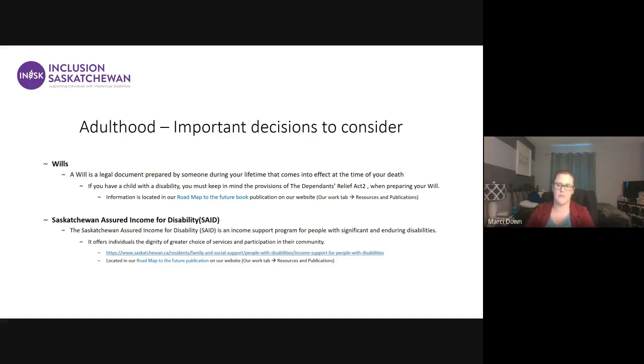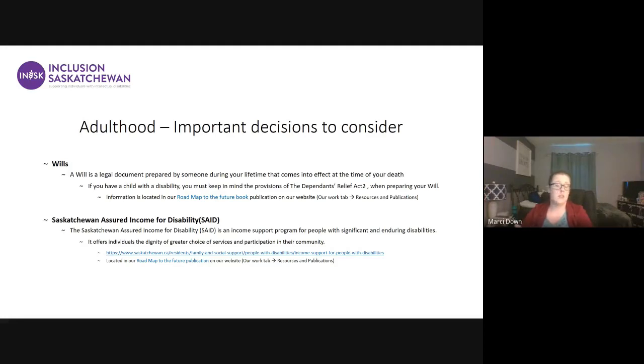Saskatchewan Assured Income for Disability, also known as SAID. So this is an income support program for people with disabilities, just to get those extra supports in place. So it just gives them a little bit more choice in services and supports in the community, which is important.